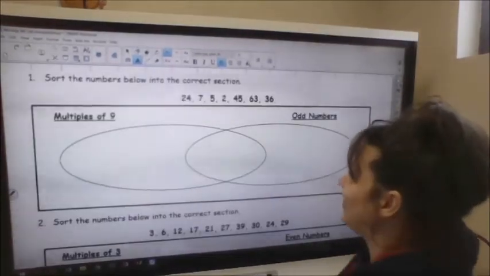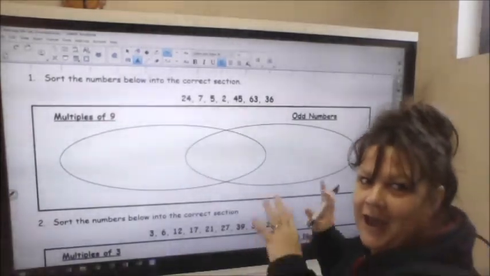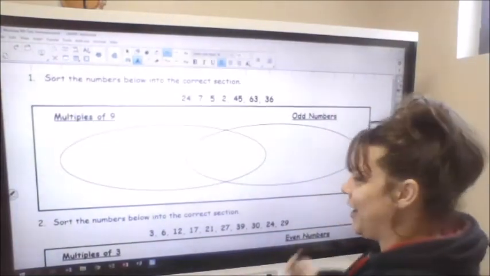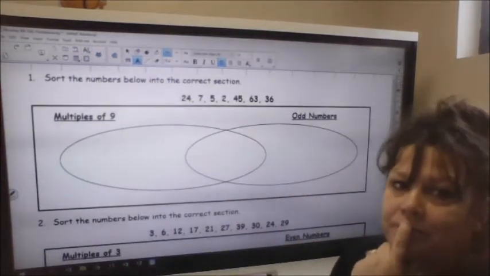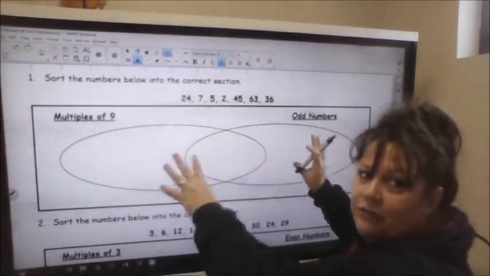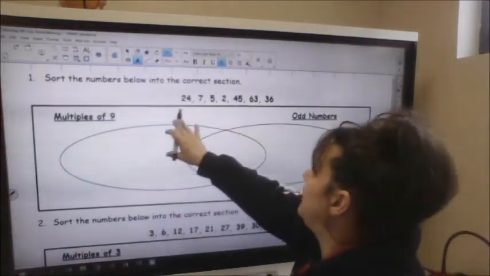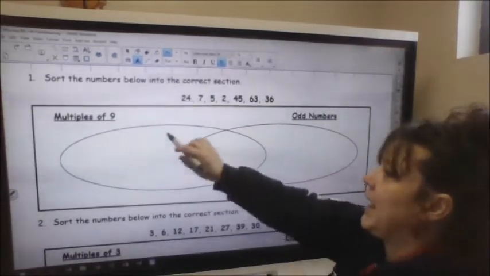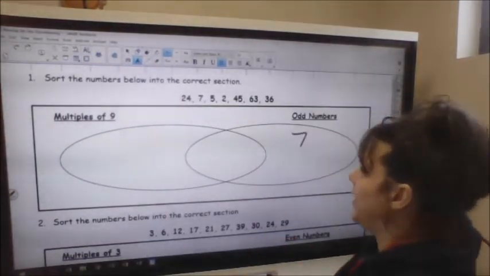Right, let's carry on then. So another little task. I'm going to show you an example of one, and then you're going to have a little go at a different one below. So I've got these numbers and I've got to put them into the correct section. And in the middle here would be those that fit both. Okay, so those are odd numbers and those are the multiples of 9, and I've got to fit these in. Right, so straight away, 7 doesn't appear in my 9 times table. It's not a multiple of 9. It's an odd number, so it just goes over there.